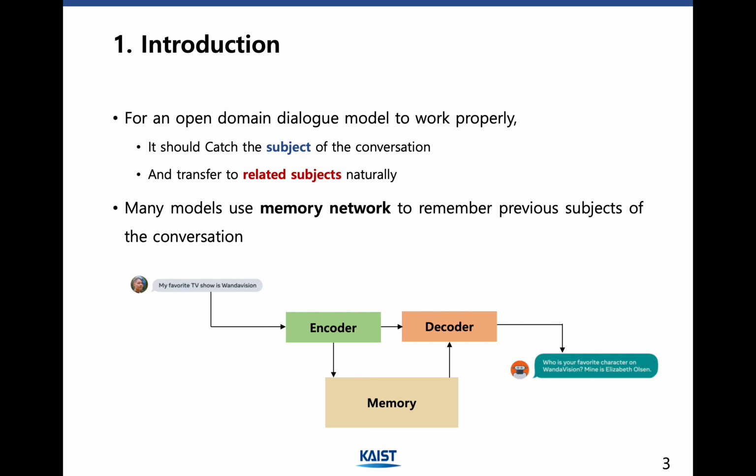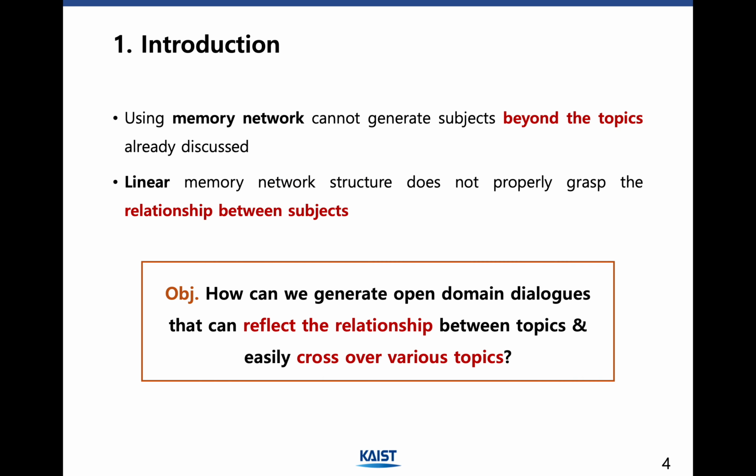For an open domain dialogue model to work properly, it should be able to catch the subject of the conversation and transfer to related subjects naturally. Many models use memory network to remember previous subjects of the conversation. Using memory network can effectively extract keywords in past conversations, but they cannot generate subjects beyond the topics already discussed. Also, the linear structure of memory network does not properly grasp the relationship between subjects.